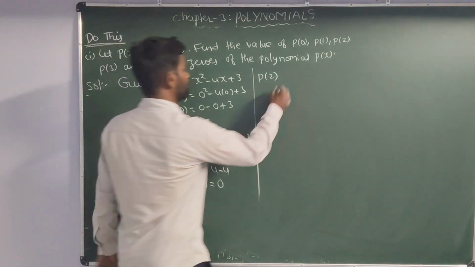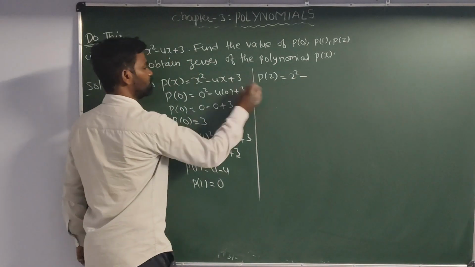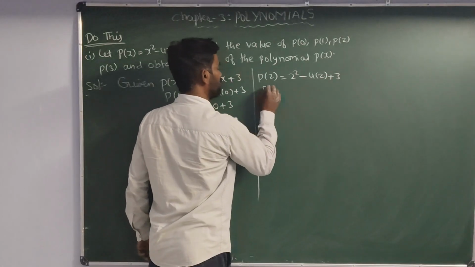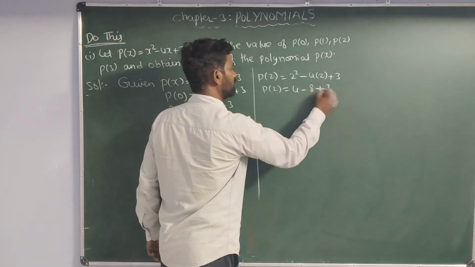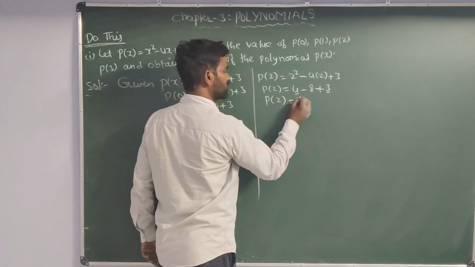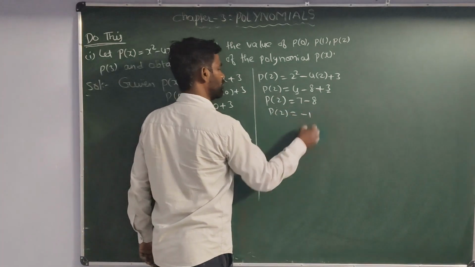P of 2 is equal to x square, that is 2 square, minus 4 into x, that is 2, plus 3. So P of 2 is equal to 2 square is 4, minus 4 times 2 is 8, plus 3. So P of 2 is equal to positive value 4 plus 3, it is 7, minus negative value 8. So P of 2 is equal to minus 1.